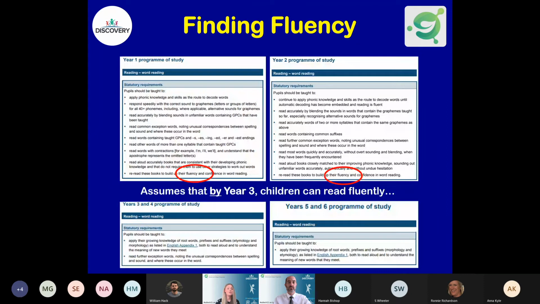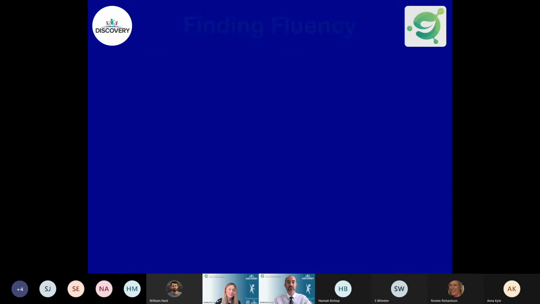And if we look at it in the national curriculum, we can see that the programme of study for Year 1 and 2 specifically mentions word reading and fluency, and you can see the length of the word reading statutory requirements there, and it specifically mentions reading fluency. But by the time we get to Year 3, it assumes that most children can read fluently, when actually this probably isn't really the case.